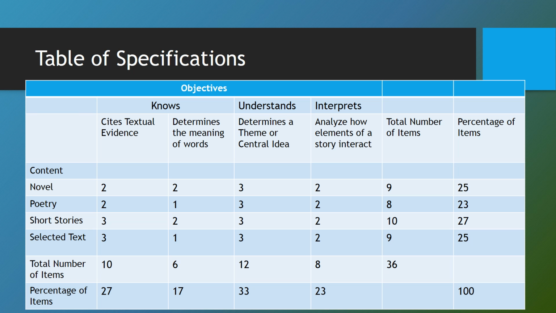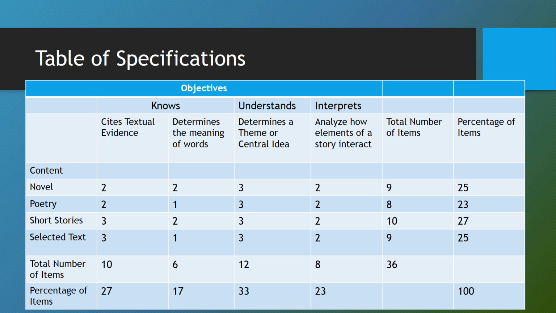Here's an example of that table of specifications. You'll see across the top, those were our learning instructional objectives. And on the left-hand side here, you can see this is the things we were working on. We were working on a novel, some poetry, short stories, selected text. And then what I've done here along the bottom is I just simply totaled up the number of items. And then this last row is the percentage of all the items. On the right-hand side, we did the same exact thing, looking at the number of items that were covered by each one of our lesson plans, and then the percentage.